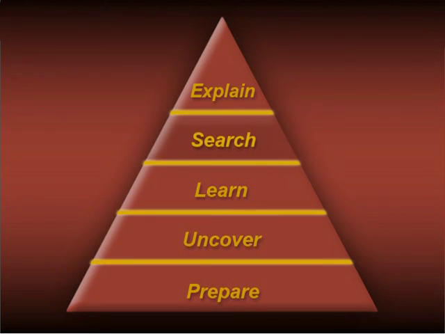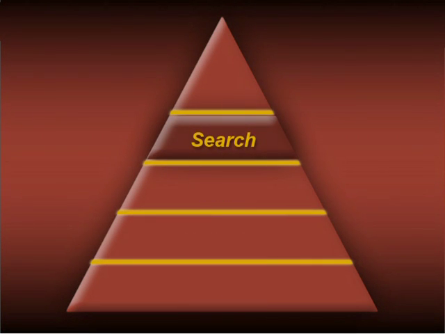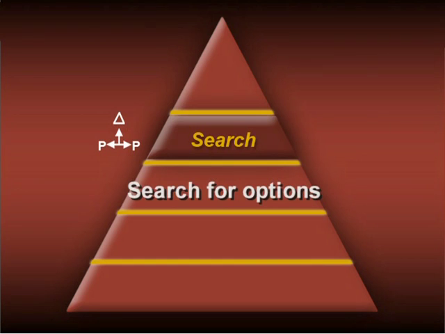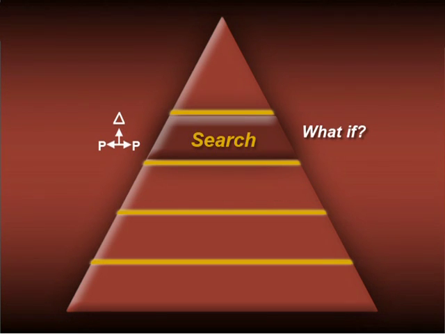The search stage is the brainstorming stage. Together, the participants try to come up with options that will resolve the conflict and that also meet their criteria. The key question to answer here is, what if you did this or that?